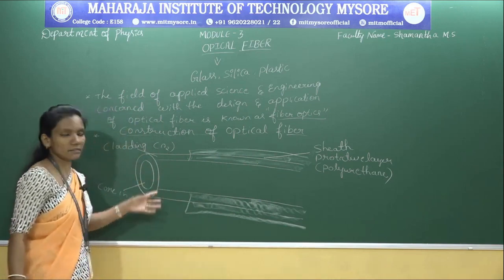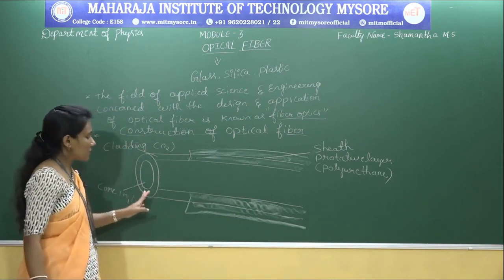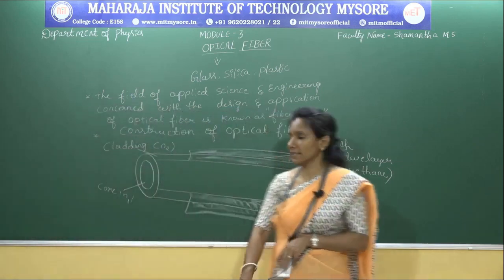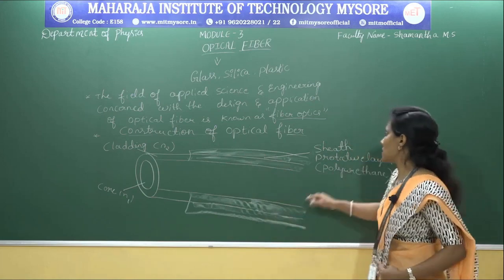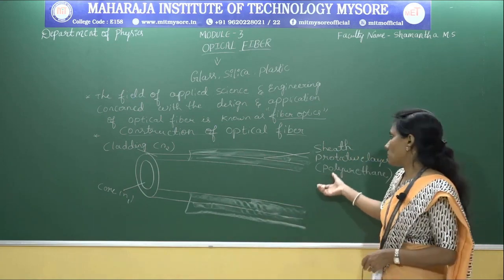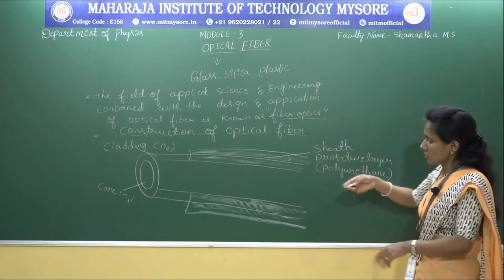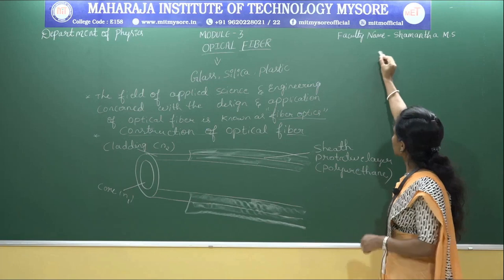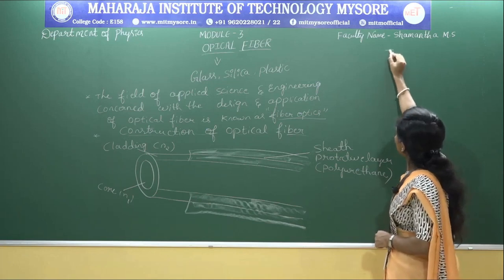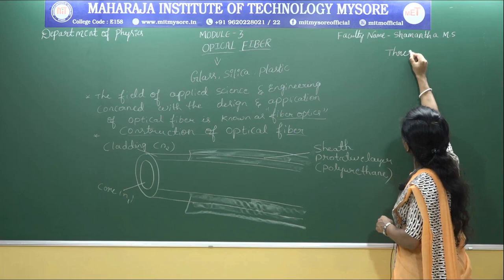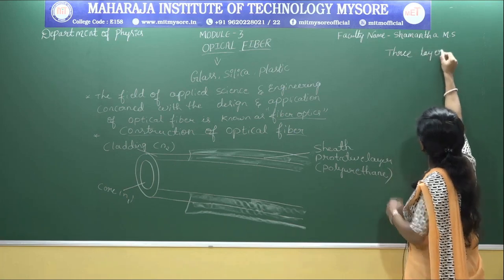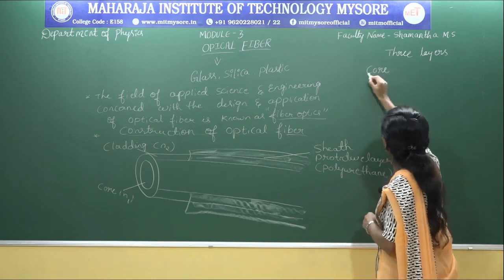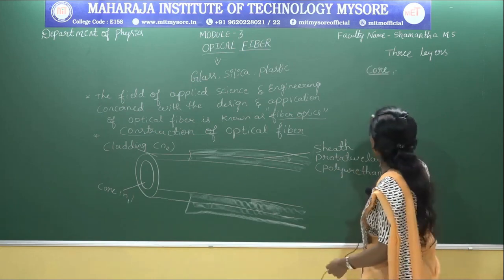So, like this the optical fiber is made up of the inner core, outer core and the cladding, which is covered with the sheath. So, that is a protective layer, made up of polyurethane. So, mainly the optical fiber consists of 3 layers. So, what are they? One is the core, the inner layer, then cladding.